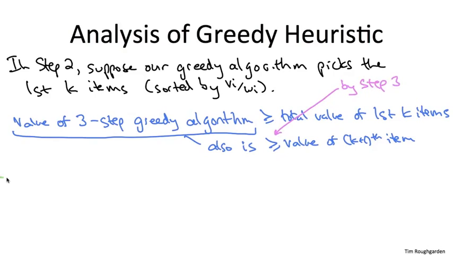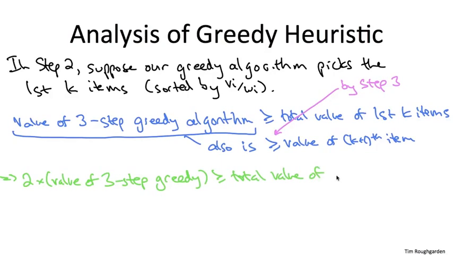So let's add these two inequalities together. On the left-hand side, what do we get? We get double the value of our three-step greedy algorithm. On the right-hand side, we get the first k items and also the item k plus 1. That is, we get the total value of the first k plus 1 items.